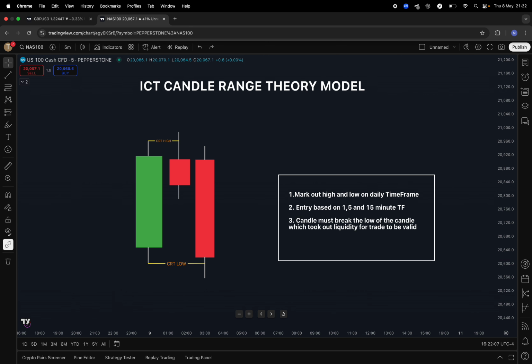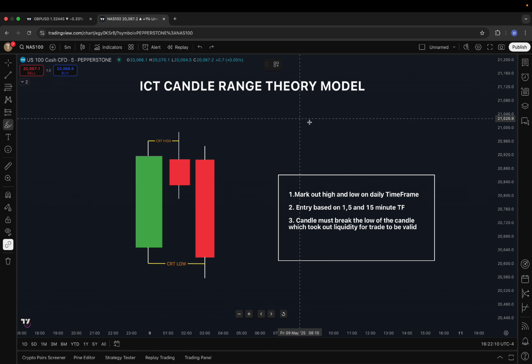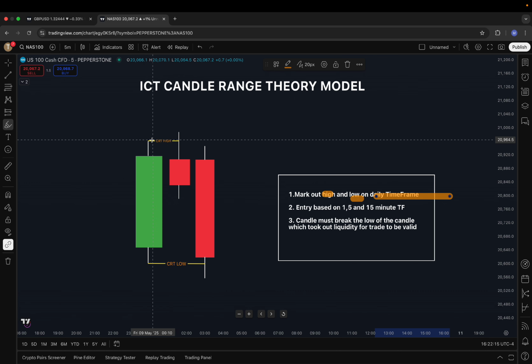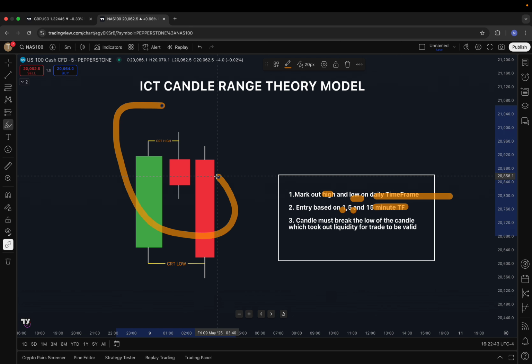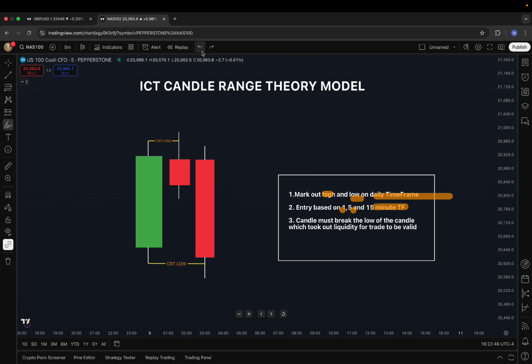Let's get started. So the first thing we need to do is mark out our high and low on the daily time frame. So I've gone ahead and done that, the CRT high, so this is our high and this is our candle low. And in terms of your entry, it's based on the 1 minute, 5 minute or the 15-minute time frame. And in order for this trade to be valid, the candle that takes out the high or that low, depending on if you're taking shorts or longs, then the next candle that opens, it must break that low or that high. Now, I know that doesn't make complete sense, so I'm going to show you in this model how to actually do it and explain it a bit better.